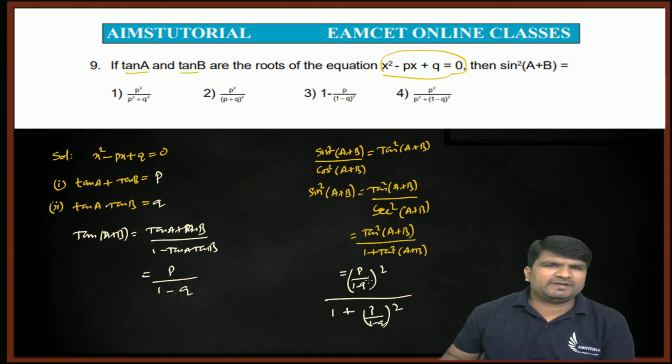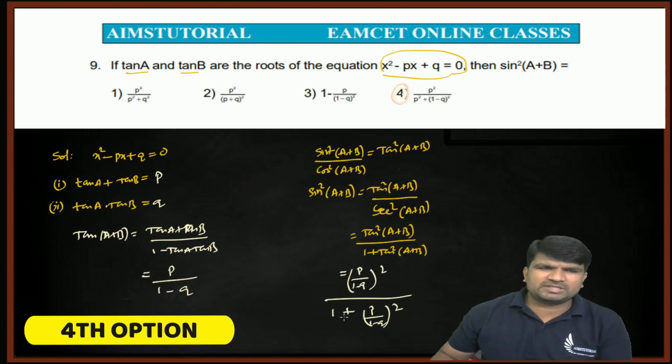So if you simplify, maybe the fourth option is the right option. Fourth option only. Okay. So p square, 1 minus q square, 1 minus q square get cancelled. You expand, 1 minus q square plus p square, you will get p square plus 1 minus q whole square. Okay. So fourth option is the right option.